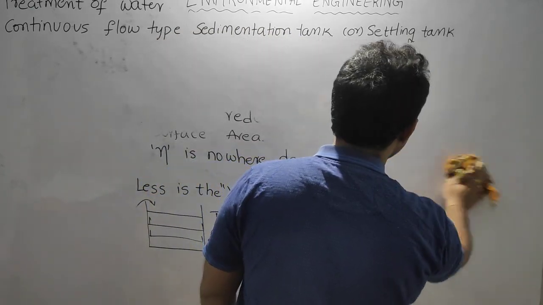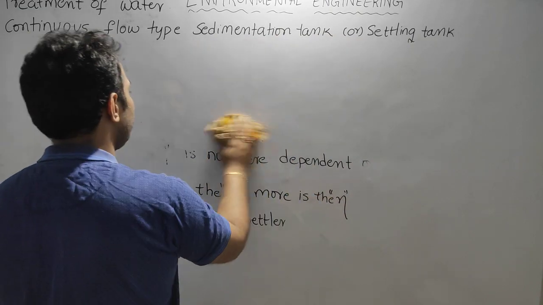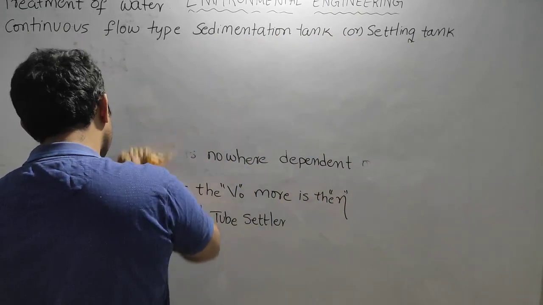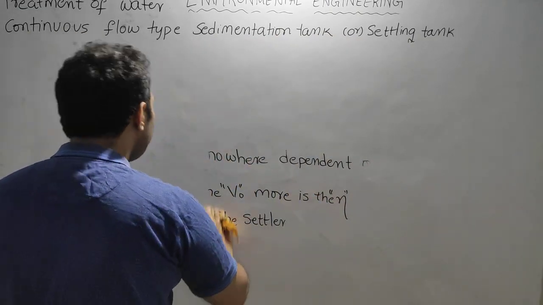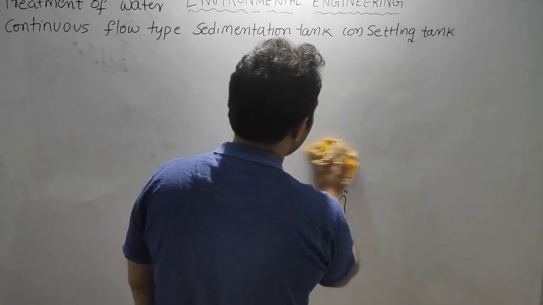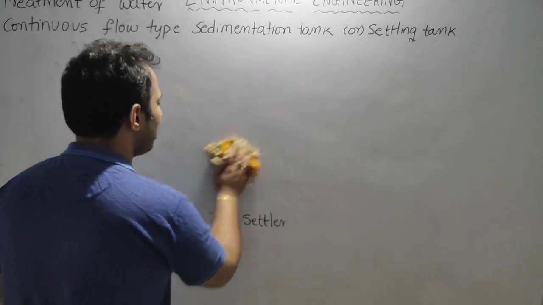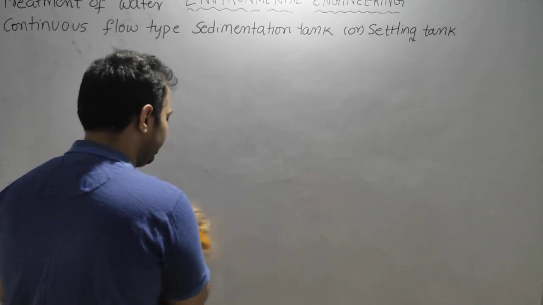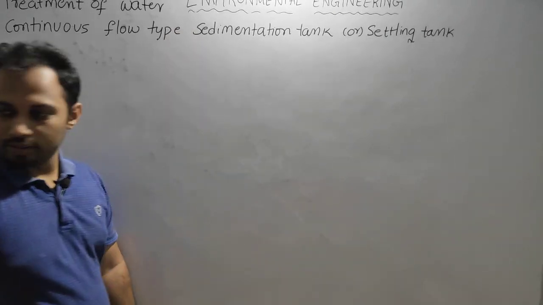What is meant by discrete settlement? Discrete settlement means the particle settles independently, without disturbing or interfering with any other particles. That is called discrete settlement.